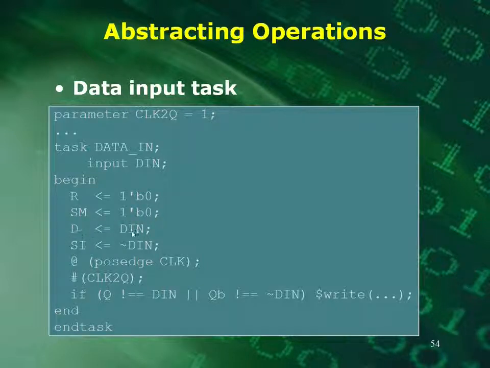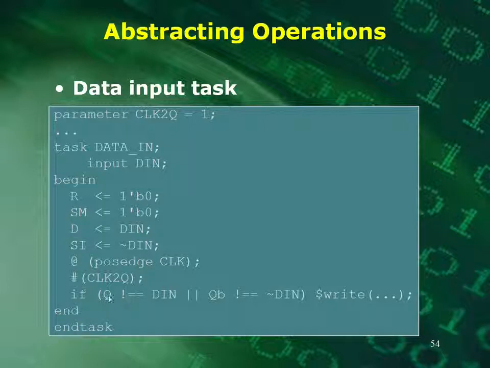We've set D to be whatever the DEN is, and we've set the scan input to be the opposite. Then we wait for our clock edge, wait for our clock to Q to make sure the Q is going to output correctly. And then we test it.